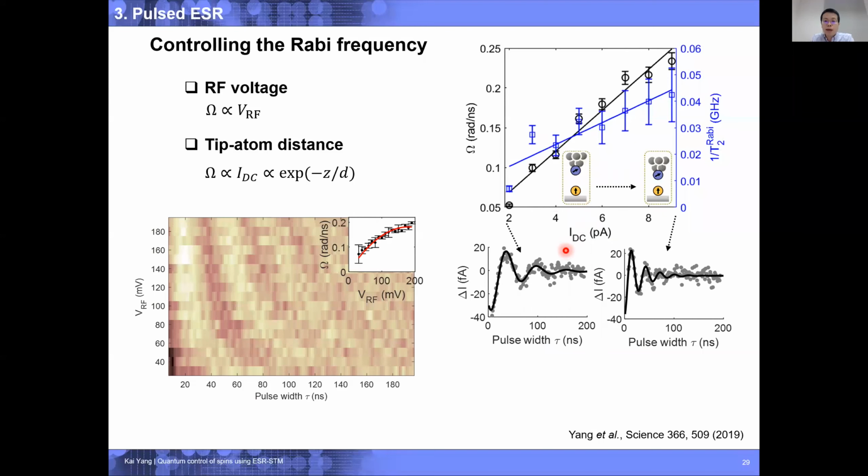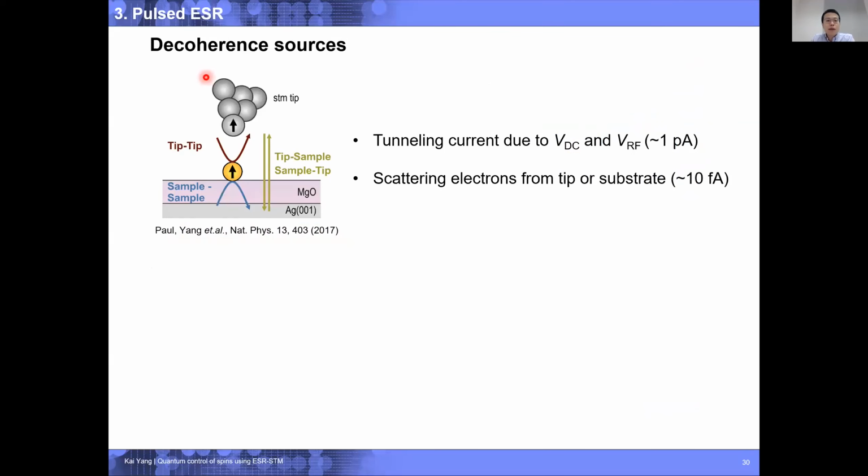During this measurement, as we decrease the tip height by increasing the DC tunneling current, we notice that the T2 time also decreases. So this indicates that one of the major decoherence sources for the titanium spin is the DC current. So let's look at the decoherence sources of the titanium spin. In addition to the DC tunneling current, the titanium spin on the surface is also influenced by the scattering electrons from the tip back to the tip, and also from the underlying silver back to silver. These two channels contribute to an effective current of 10⁻².